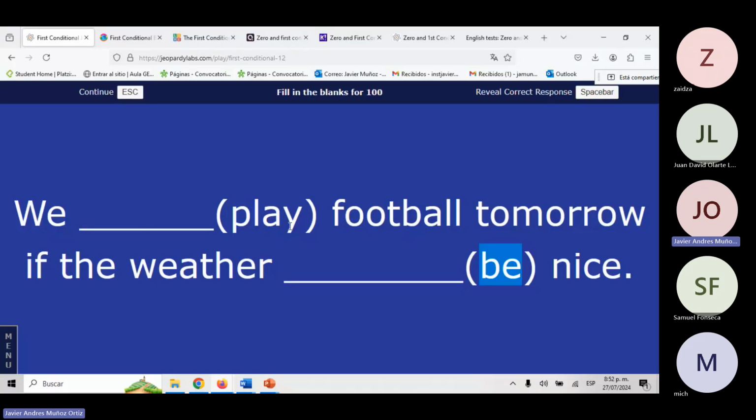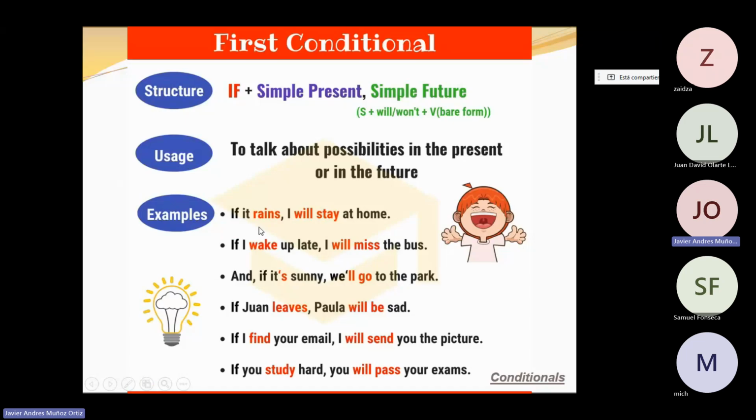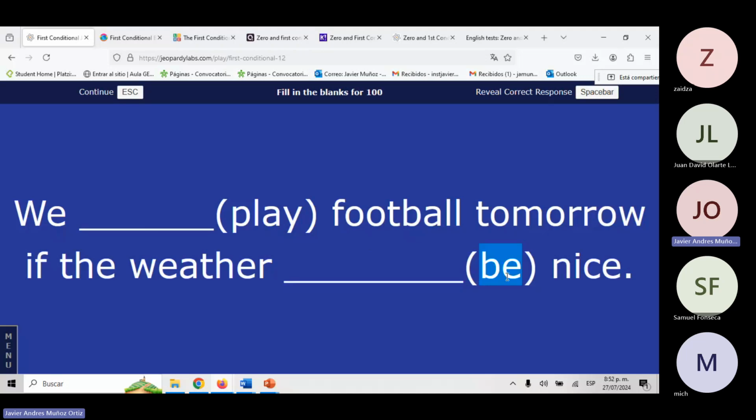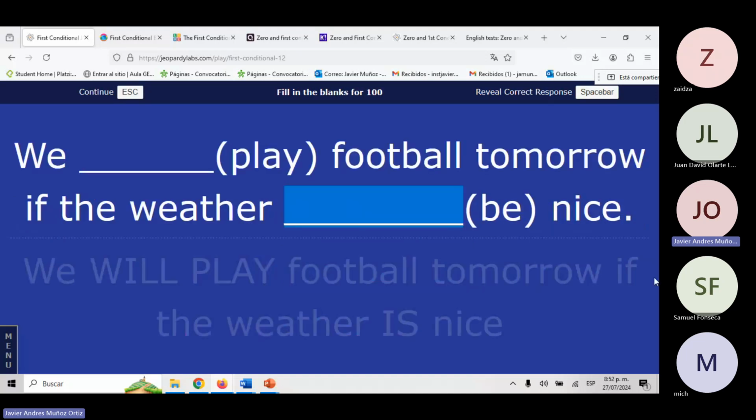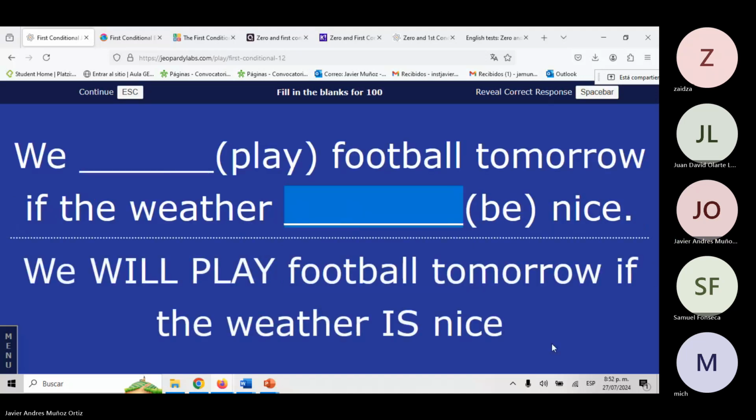We will play football tomorrow if the weather. In this case, we have if. We need to use the simple present tense. And the conjugation of verb to be for simple present tense in third person of singular is. So if the weather is nice, there it is.